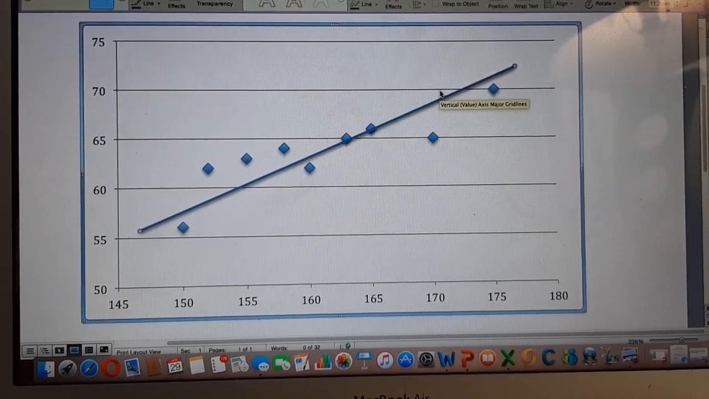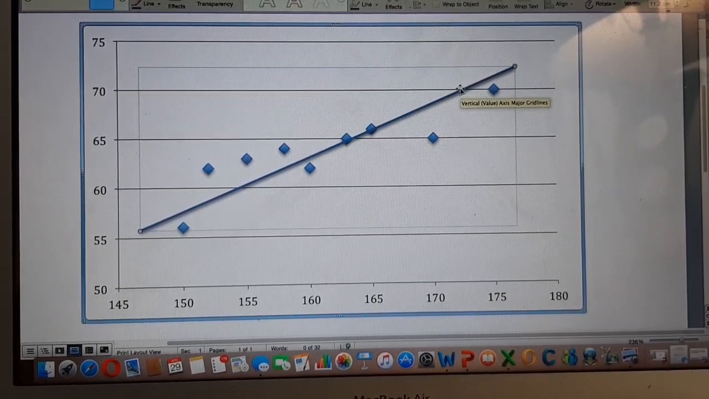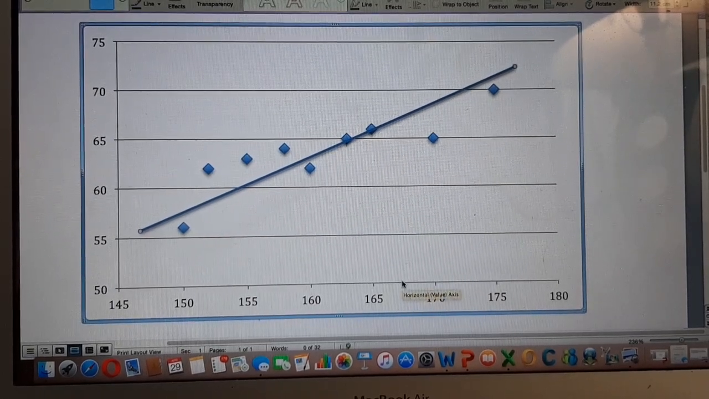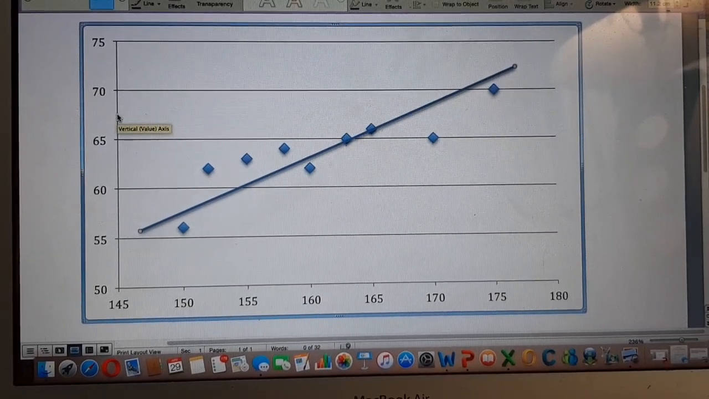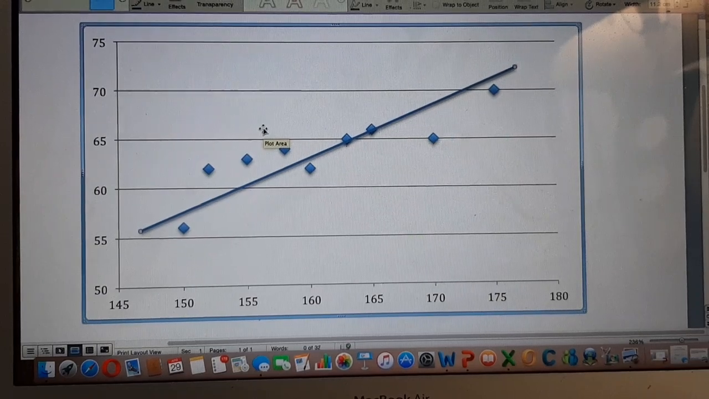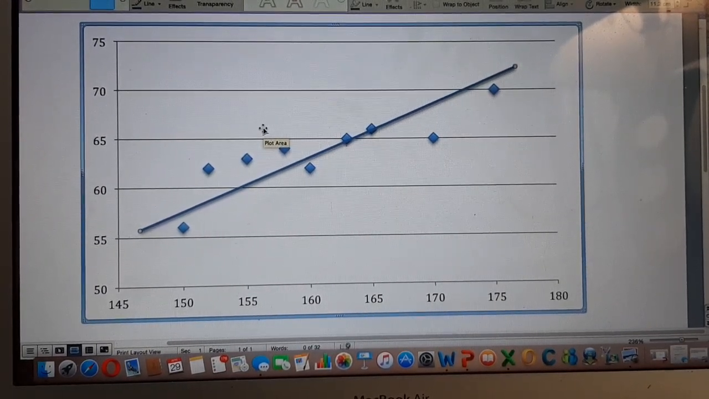Now here you can find unknown values. If I ask you to tell me the marks for physics when maths marks are 167.5, you can go vertically to touch the line of best fit, and then move horizontally to find the marks in physics, which are 67.5. In this way you can find any missing value. If you know the value of maths marks, you can find the value for the physics marks.